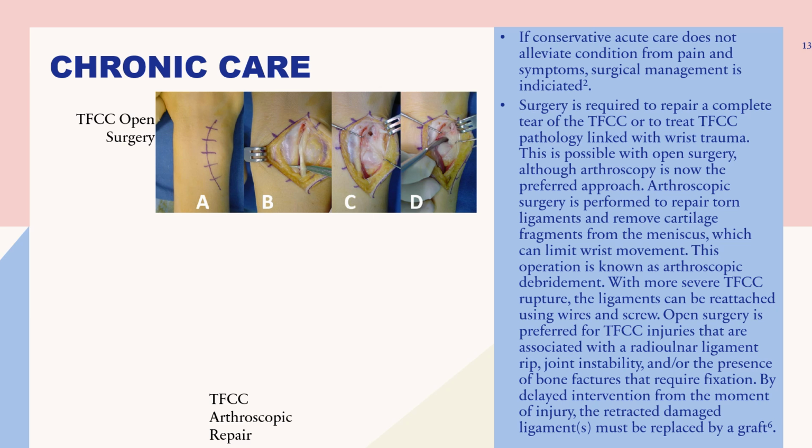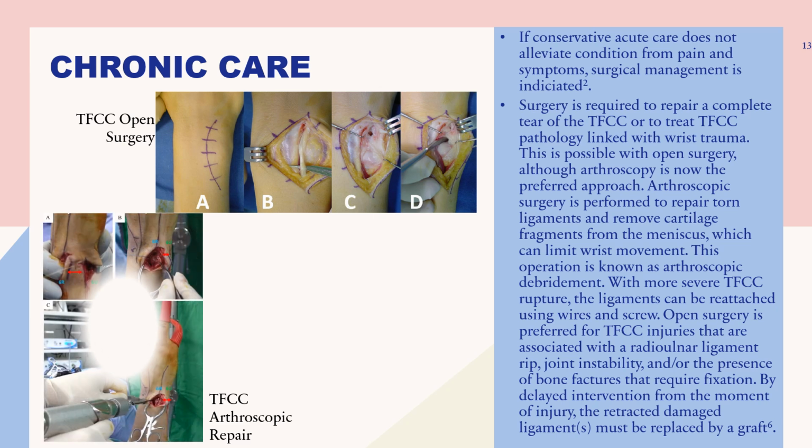approach, arthroscopic surgery is performed to repair torn ligaments and remove the cartilage fragments from the meniscus, which can limit wrist movement. This operation is known as arthroscopic debridement. With more severe TFCC ruptures, the ligaments can be reattached using wires and screws.